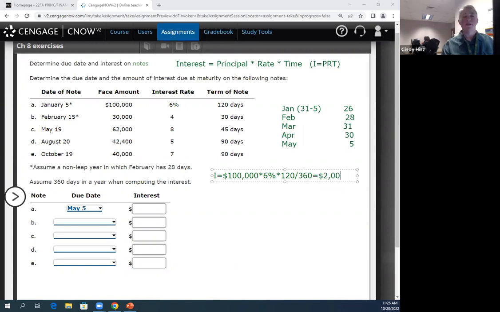2,000. We're going to owe $2,000 in interest. So when this note matures on May 5th, the maker of the note, the borrower, owes $102,000 to the payee. 100,000 is how much was borrowed plus the 2,000 in interest that has accrued. Everybody good?